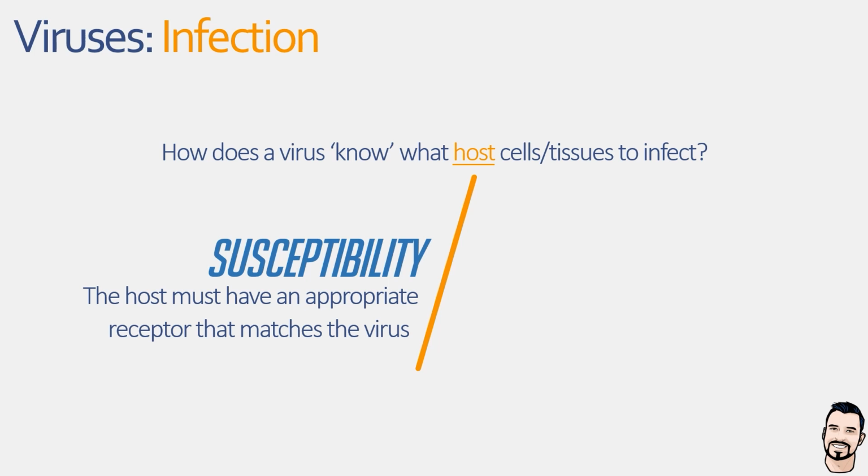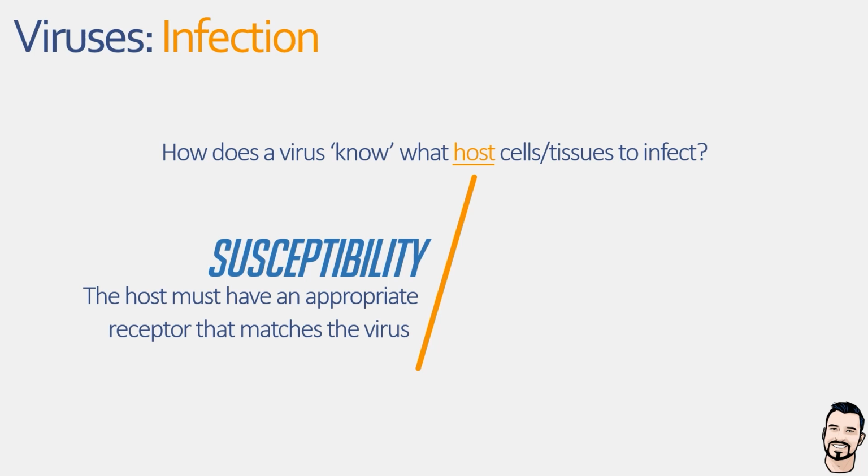And it's not just different hosts that have different viral receptors. Different tissues and even different cell types within a single host can display different receptors, meaning viruses tend to be quite specific in the cells that they infect.